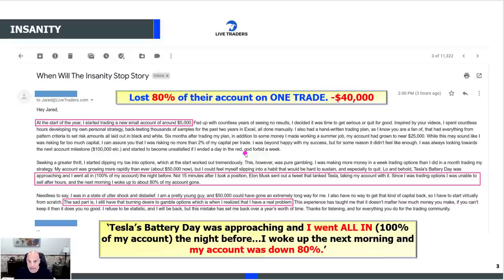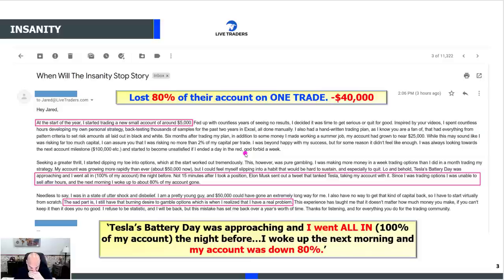What I'm getting at is this: it caught up to them. A lot of traders will do silly things in the beginning and sometimes later on, right? A lot of traders will risk too much and get away with it for a period of time. Sometimes that period is a month, sometimes it's 3 months, sometimes it's a year, right? And then ultimately it catches up to everybody.